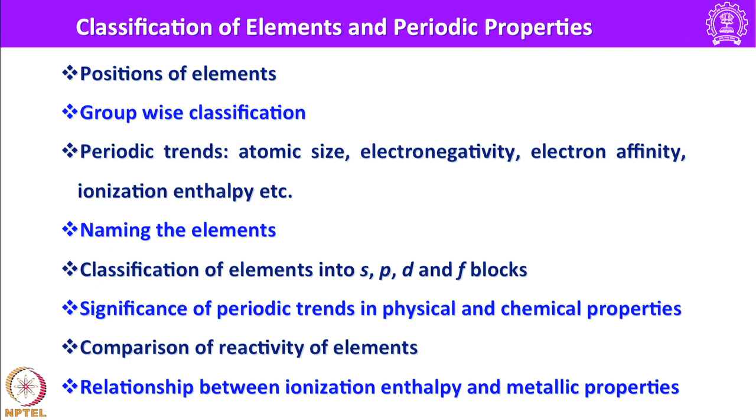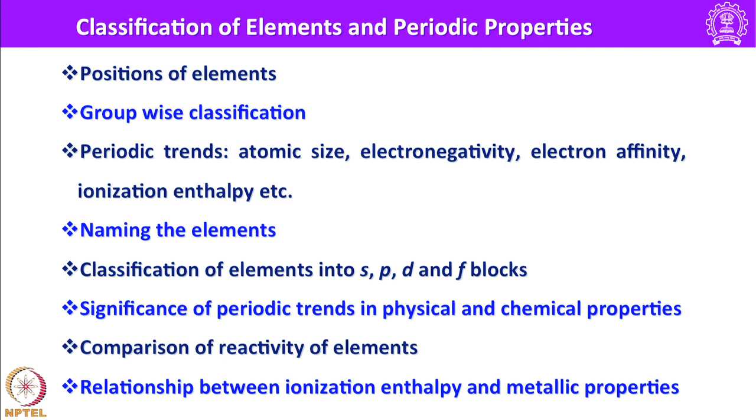It is very difficult to study all the elements under inorganic chemistry without classification of these elements. So, in order to simplify it further, all the elements in the periodic table are classified into 4 blocks. They are s block, p block, d block and f block. And we can look into the criteria used in the classification of elements into these blocks. And later, let us also look into the significance of periodic trends in physical and chemical properties.